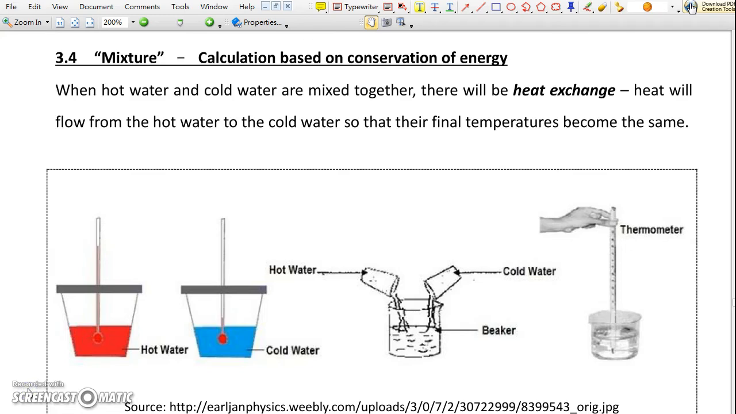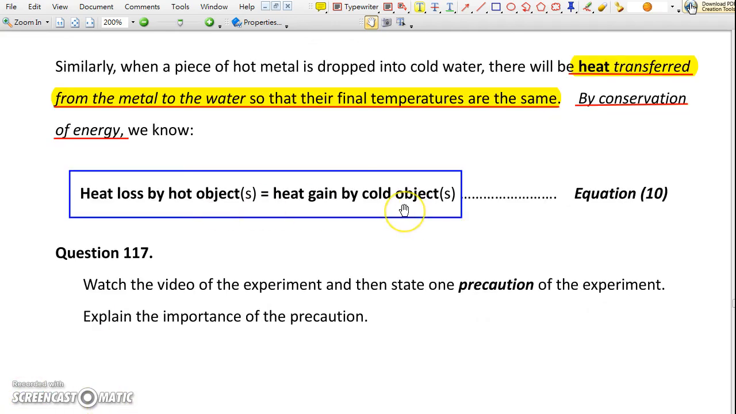Section 3.4. Mixture is a calculation based on conservation of energy. In this section, we will mix hot and cold water or other liquids together, and we are going to find the final temperature of the mixture. As there is something hot, there is also something cold, and so the energy released by the hot object, the heat loss, will be absorbed by the cold object, the heat gain. That is to say, the heat loss by hot objects will be equal to the heat gain by the cold objects. And let's take a look at the following experiment.